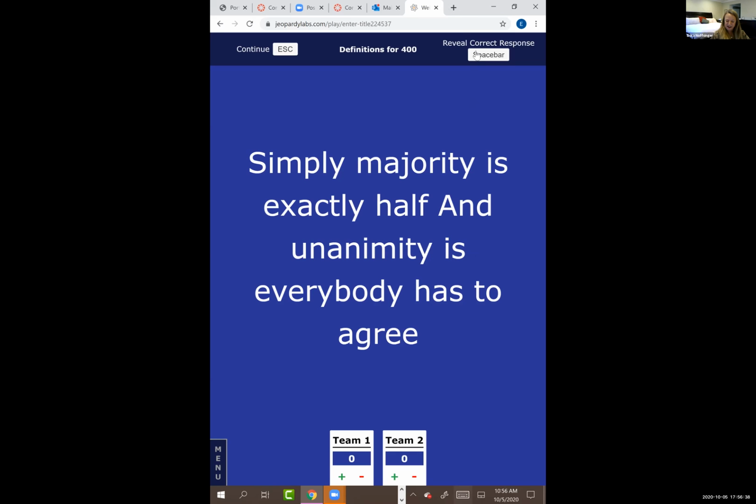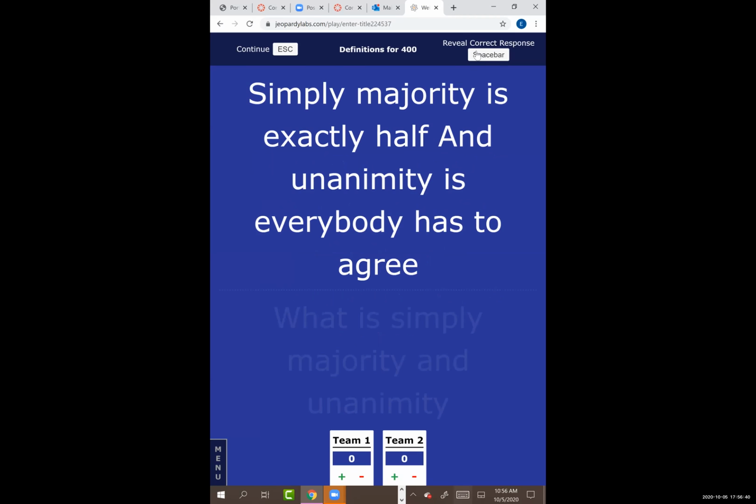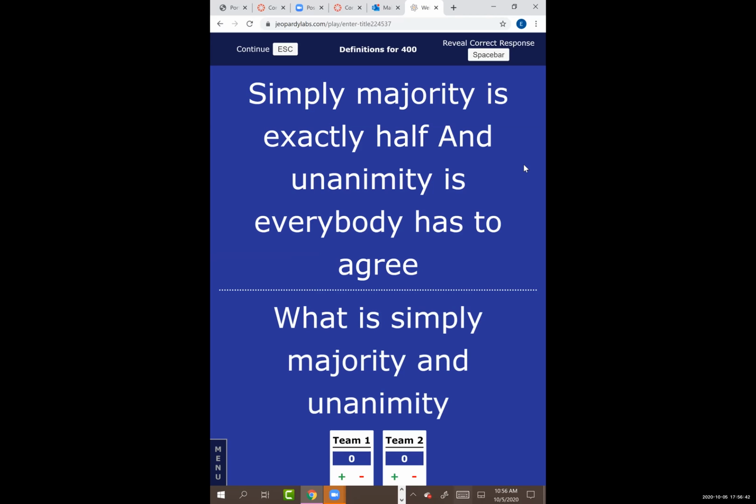I don't even know this one. Well, I'm just going to say false. So what is simply majority and anatomy? Also, it showed the answer. I don't know what that was all about. Okay, now we know how it plays.